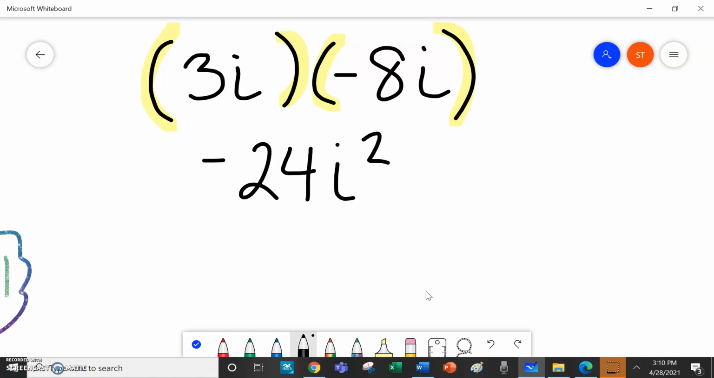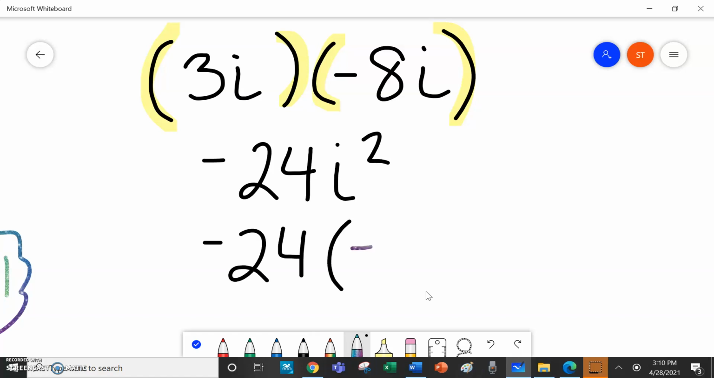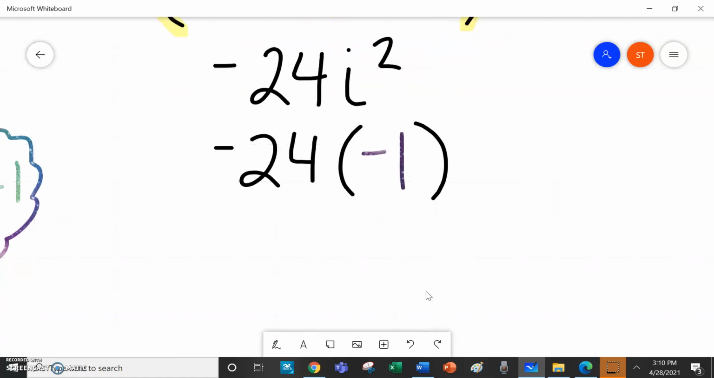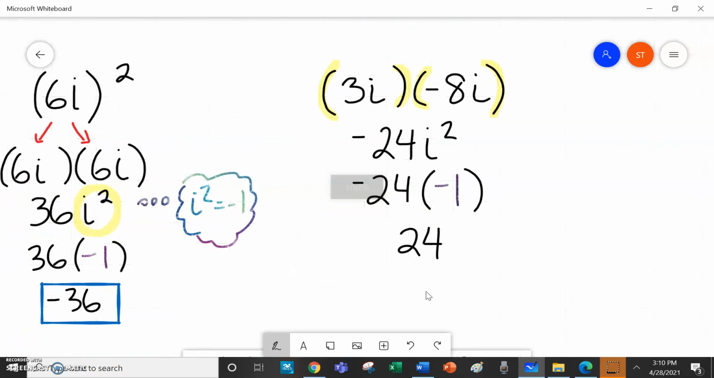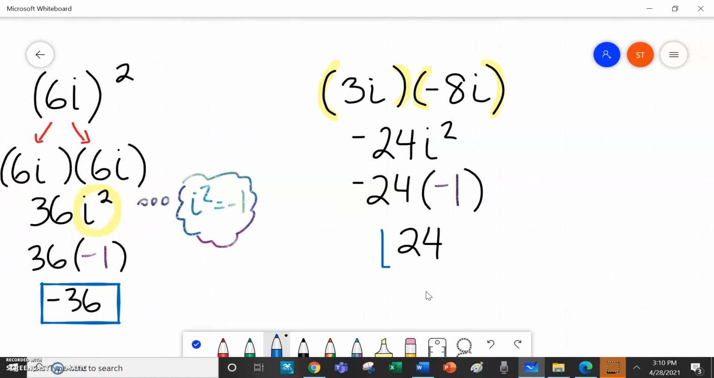I remember that I can replace i squared with -1. So we can see, all right, -24 times -1, that's going to be 24. So we can see that whenever we have i squared as a multiplier, it is just going to change the sign of whatever's already there, because i squared is equal to -1. So the simplification of 3i times -8i is +24.